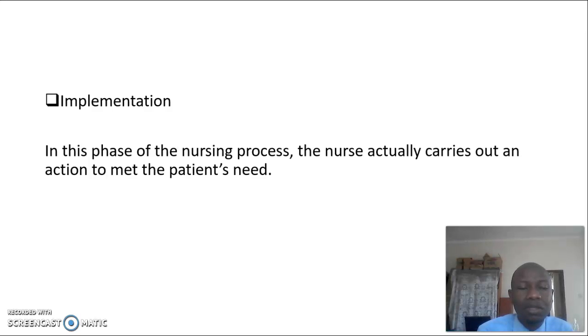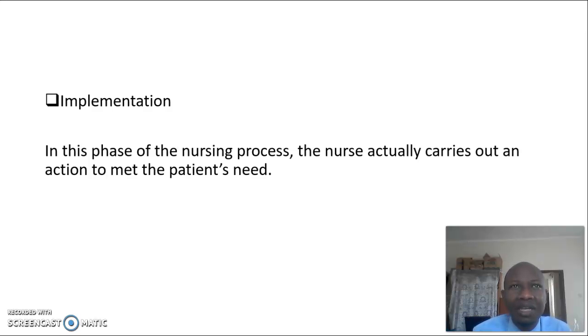So the fourth phase is implementation, and in implementation, the nurse actually carries out an action to meet the patient's need. So this is when nurse Jane administers the two rectal suppositories, and then after administering them, the nurse has to document that two rectal suppositories were administered. In other words, the plan has been implemented. Okay. So the last phase of the nursing process is evaluation.